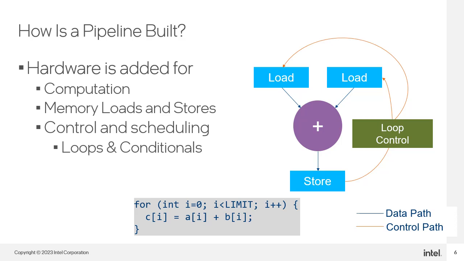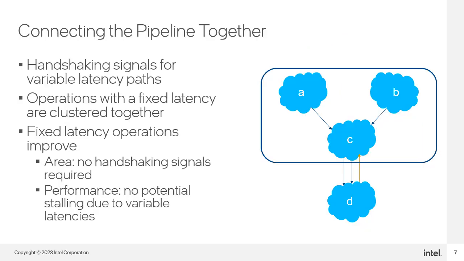Note that in reality, the load and store units are one. In addition to this, a loop control to check how many times the loop has executed and when to quit the execution is built into the pipeline. In connecting the pipelines together, when variable latency paths exist in the operations, they will require handshaking signals, which typically slows down operation. Operations with a fixed latency are clustered together. They are usually easy to operate on. Fixed latency operations improve area since no handshaking signal is required, as well as performance, as there is no potential stalling due to variable latencies.